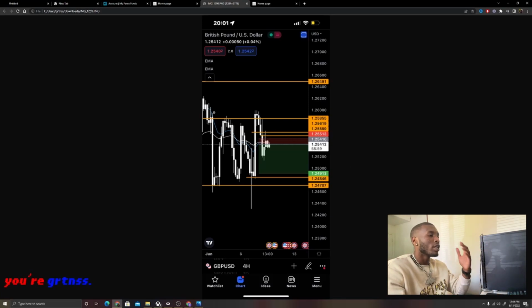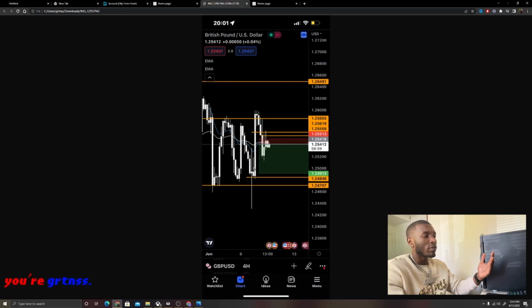If you look here in this ranging market, every time it went to the low, it bounced up. Every time it went to the top, it sold down. Every time it went to the bottom, it bought up, sold down, bought up, and sold back down. So looking at this setup, I saw that I was in a ranging market. I saw that we already had this big bull candle and it went up and touched up here.